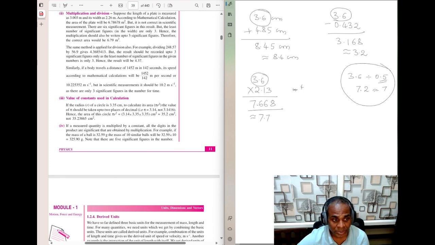So two examples. The second example says if a measured quantity is multiplied by a constant, then all the digits in the product are significant because we are multiplying a measured quantity by a constant. Okay. For example, if the mass of a ball is say 32.59 grams and we want to find the mass of 10 similar balls, it is 325.90 grams, right? However, this zero is also significant. This is what we need to know. So this is what we earlier also noted. If it's a measured figure, then the zero at the rightmost is considered significant. And if it's just a countable, it is not countable.